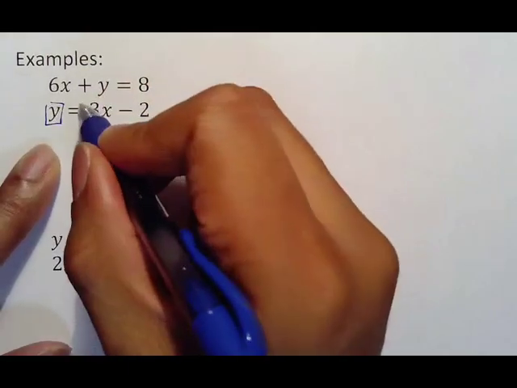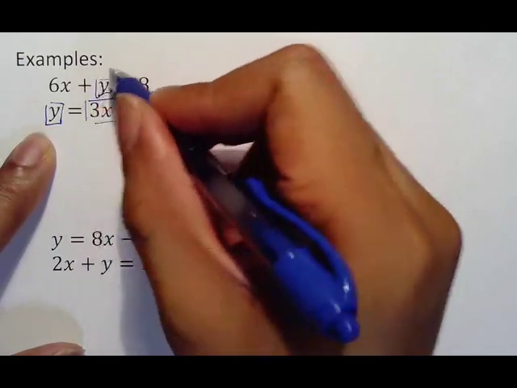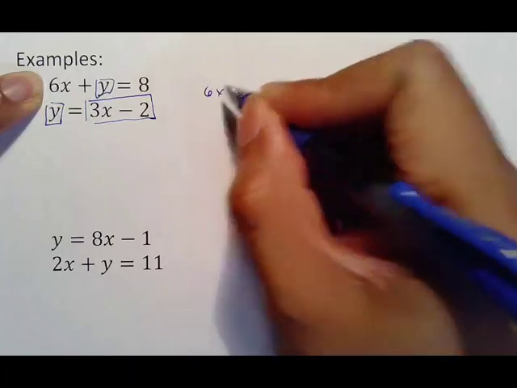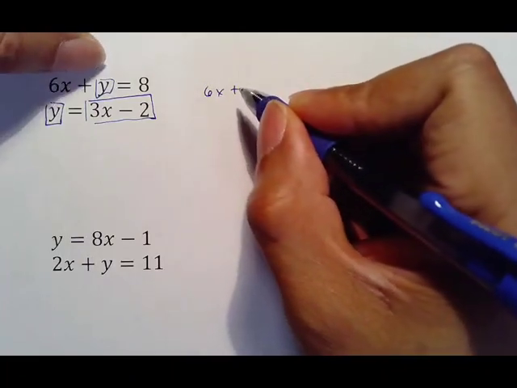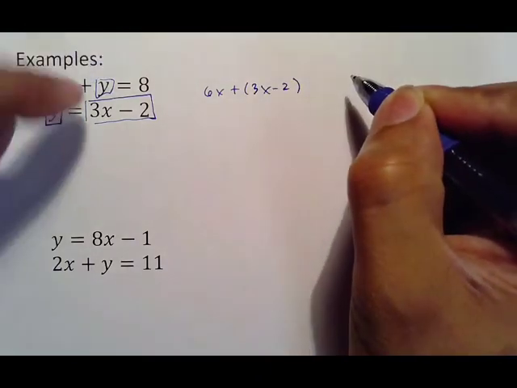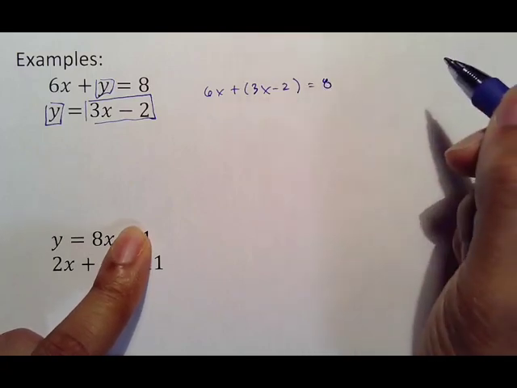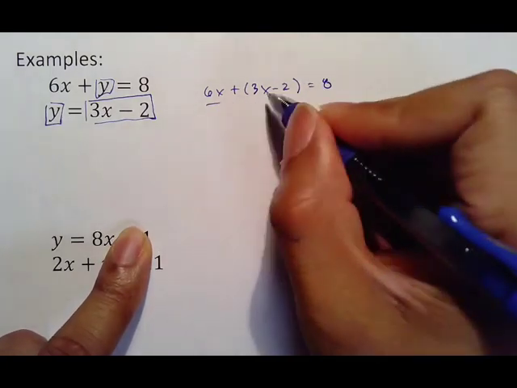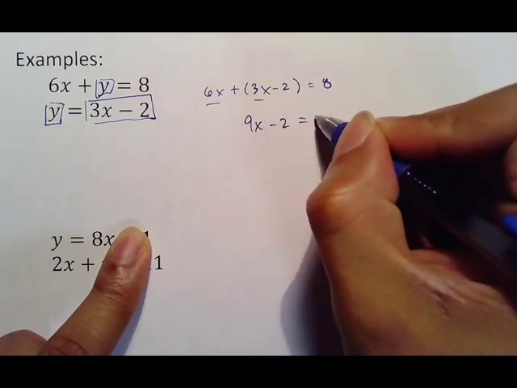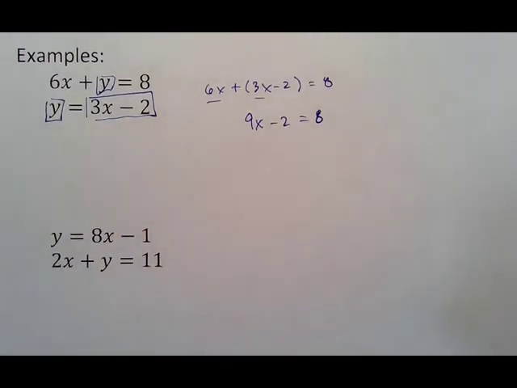So since y is by itself, 3x minus 2 is here and it's equal to it, we're going to put that right there. So again, what you're going to do is go to the other equation, put your 6x plus, this turns into parentheses 3x minus 2. Again, you're switching y for 3x minus 2, and then equals 8. And the last thing you do is put your like terms together. 6x plus 3x make 9x minus 2 equals 8. And again, that's where you're going to stop. Alright.